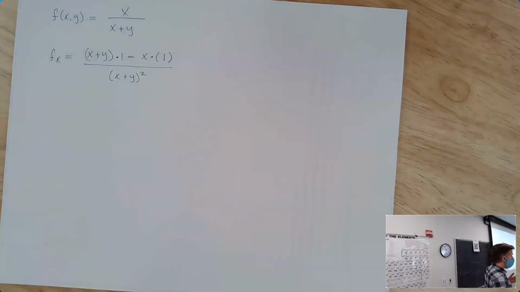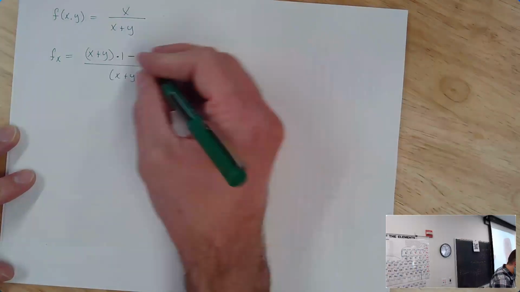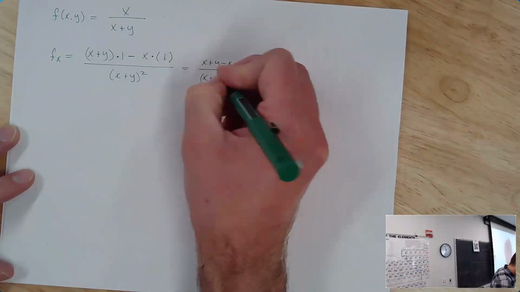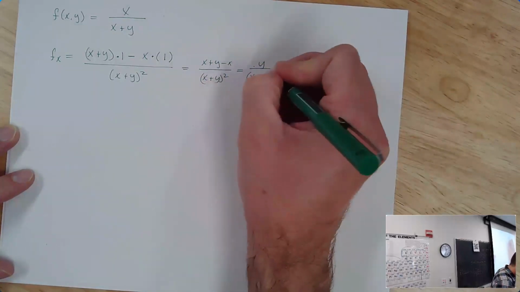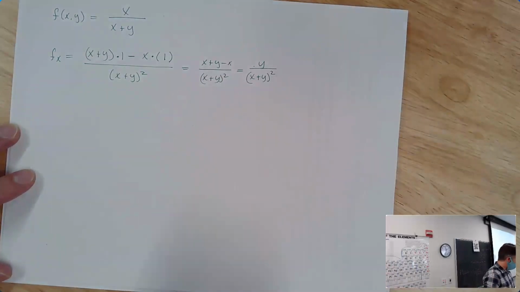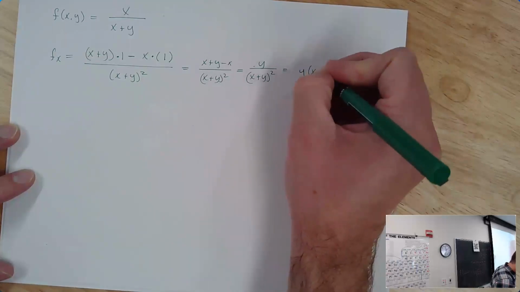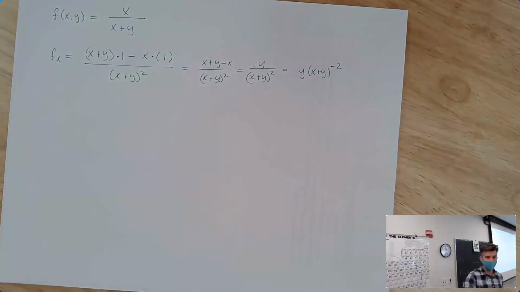And since we are planning on taking higher order derivatives, we're trying to take the second partials, we should simplify our first derivative. It's going to be in our best interest to do so if we're planning on taking more derivatives. So that's x plus y minus x over x plus y squared. And that simplifies as just y over x plus y squared. And I might actually write this as y times x plus y to the negative second, for when I take the next derivative. It's going to be a little bit easier.